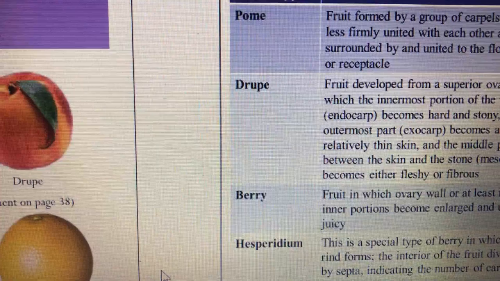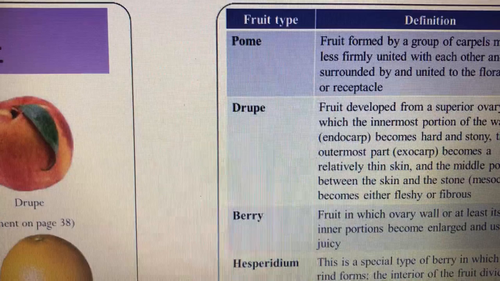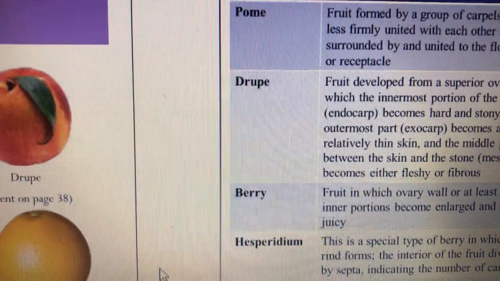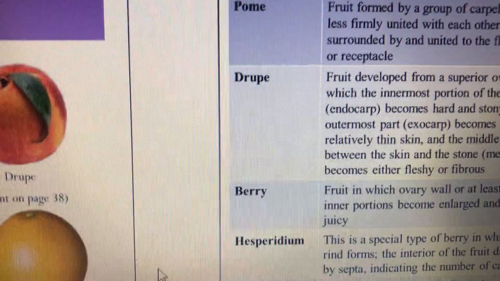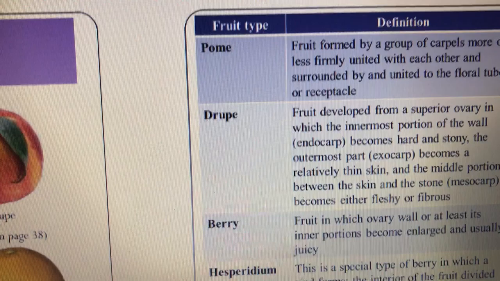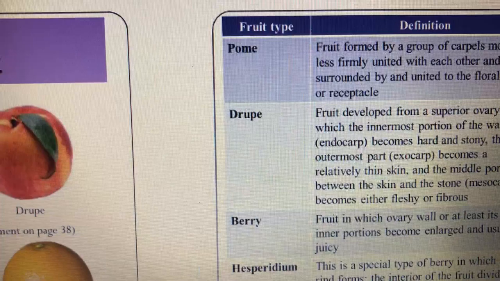Drupes, okay, are fruit developed from a superior ovary in which the innermost portion of the wall, the endocarp, becomes hard and stony, and the outermost part, the exocarp, becomes a relatively thin skin, and the middle portion between the skin and the stone, which is called mesocarp, becomes either fleshy or fibrous. Examples of drupe are peach, cherries, coconut, walnut, and hickory.